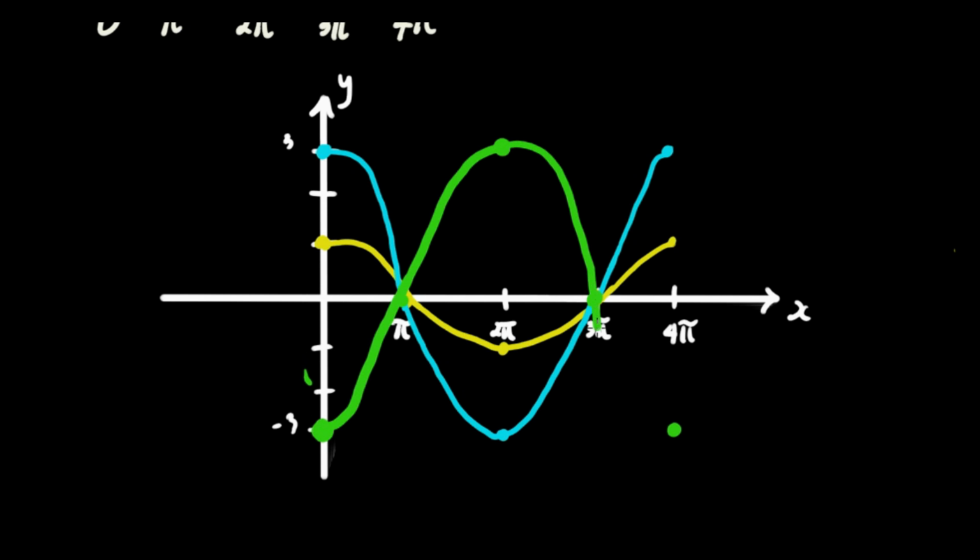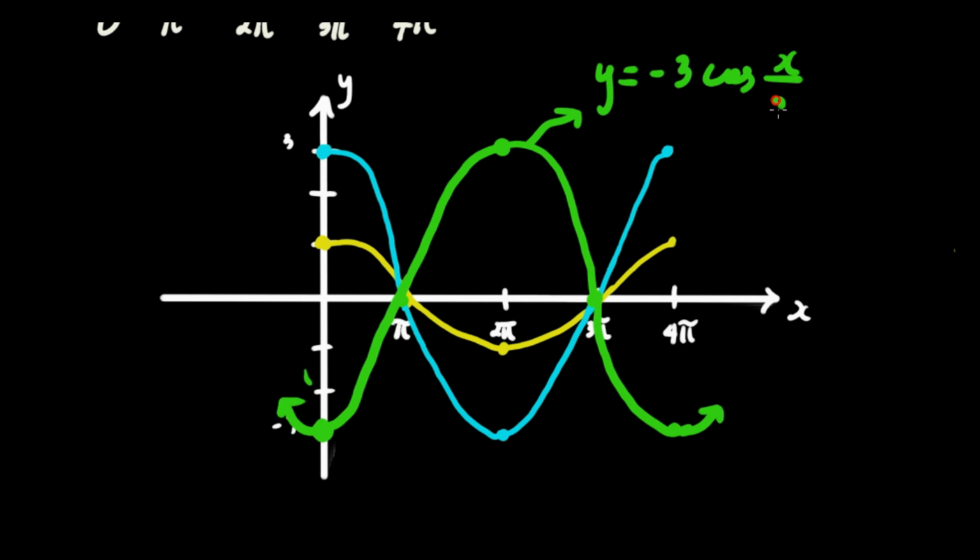Well, actually, this is not the best cosine sketch that you will get. Sorry. Hindi ko mapantay. Well, anyway, it will continue there. It will go up again. Anyway, one cycle lang naman yung kailangan natin. So, there you go. This is the graph of y equals negative 3 cosine x over 2.